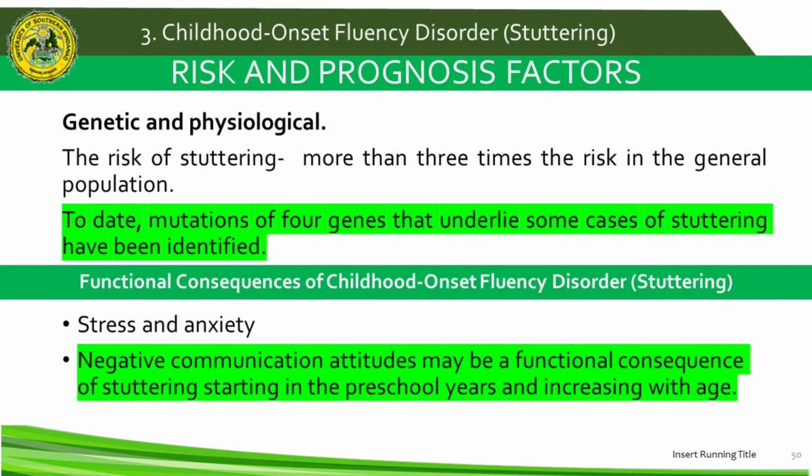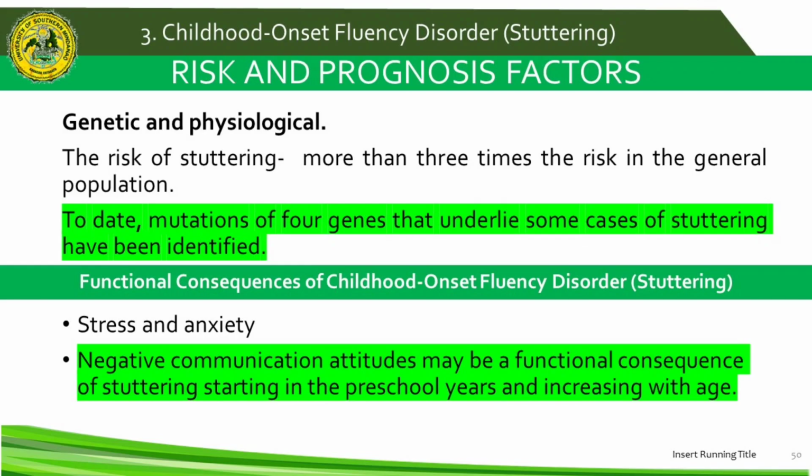So for the risk and prognostic factors, we have genetic and physiological. The risk of stuttering among first-degree biological relatives of individuals with childhood onset fluency disorder is more than 3 times the risk in the general population. To date, mutations of 4 genes that underlie some cases of stuttering have been identified.